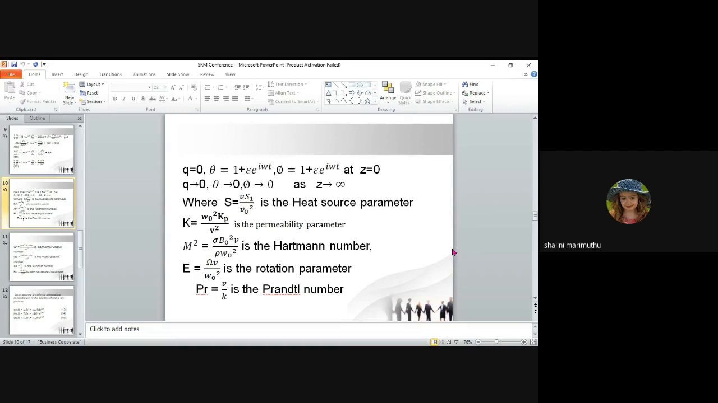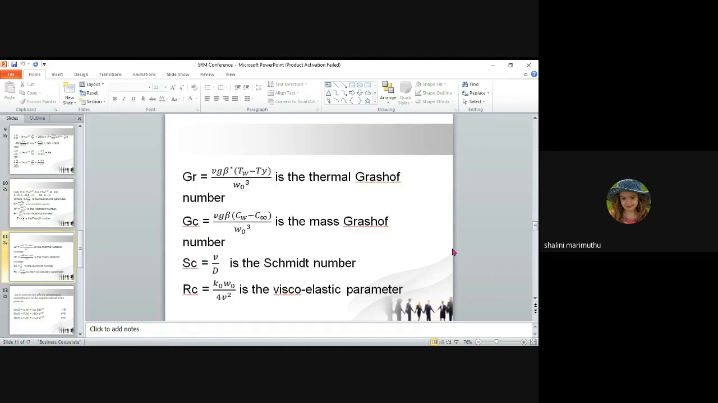These are the boundary conditions, and these are the parameters which have been used to solve the solutions. Here, the heat source parameter, M squared the Hartmann number, E is the rotation parameter, P is the Prandtl number. What is the Hartmann number? Sir, it is the ratio of electromagnetic force to the viscous force. We are using it in solving the equations, sir.